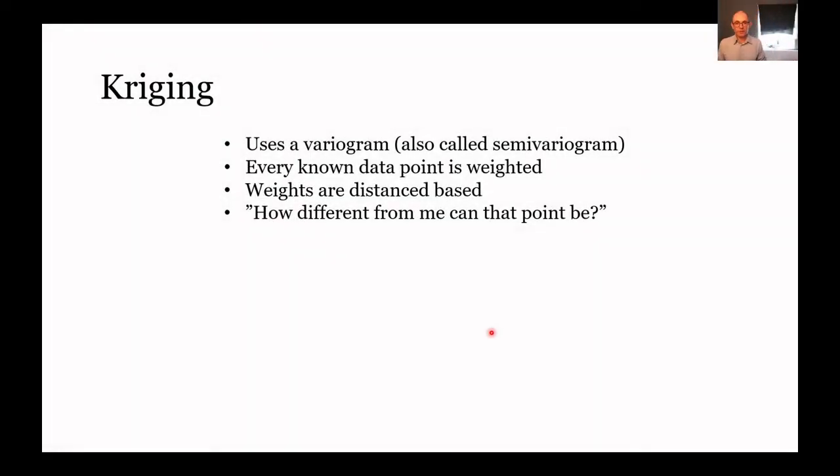Kriging is in some respects quite similar to inverse distance weighting. The difference is simply how the weights are calculated. And for this we use something called a semi-variogram or variogram. The terminology is a little mixed. You can annoy people by using the wrong word if you like. It doesn't matter.